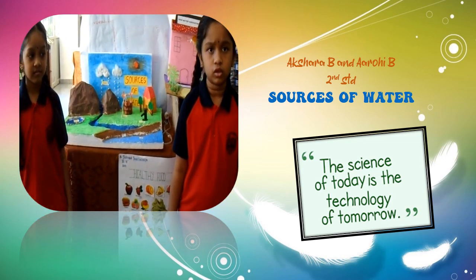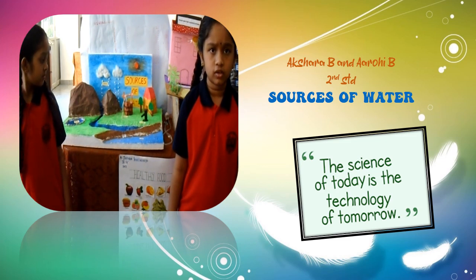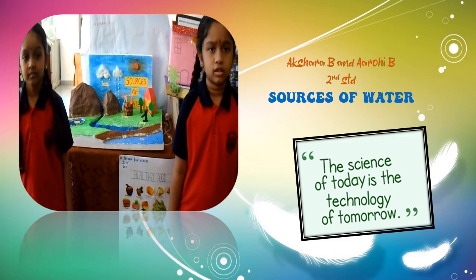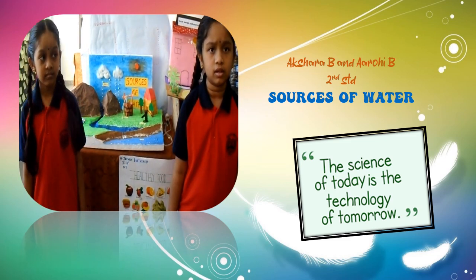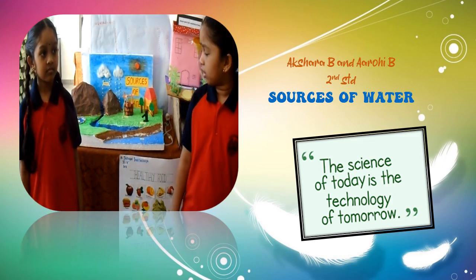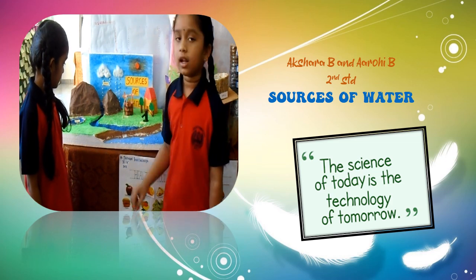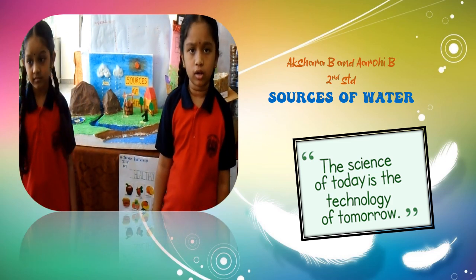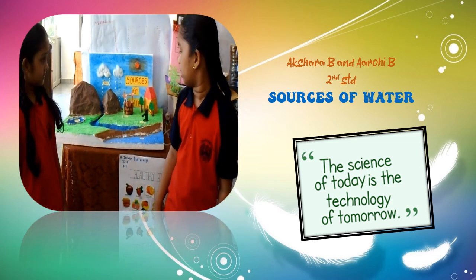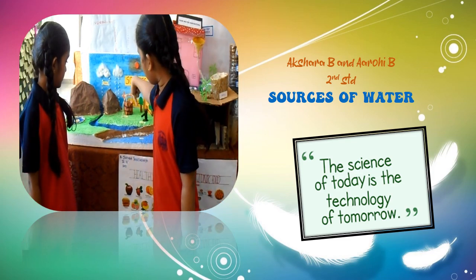Today we are going to tell about sources of water. There are 2 sources of water: surface water and groundwater. Surface water means water found on the surface, for example, pond, sea, river, etc. Groundwater means water found in the ground, for example, well, hand pump.